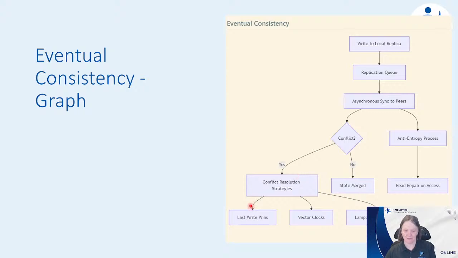Last write wins. There's fairly simple. Vector clocks and Lamport timestamps are a little more detailed, a little more fine-grained. Here's the anti-entropy and read repair, so you can see where they all fit.